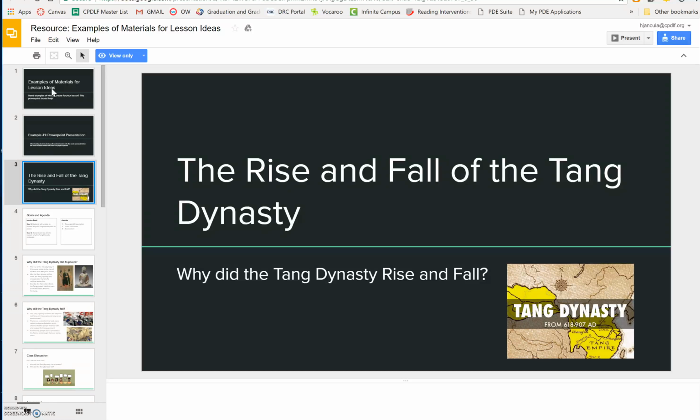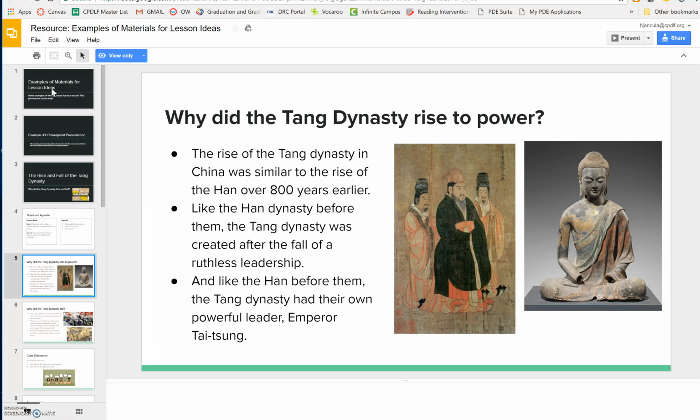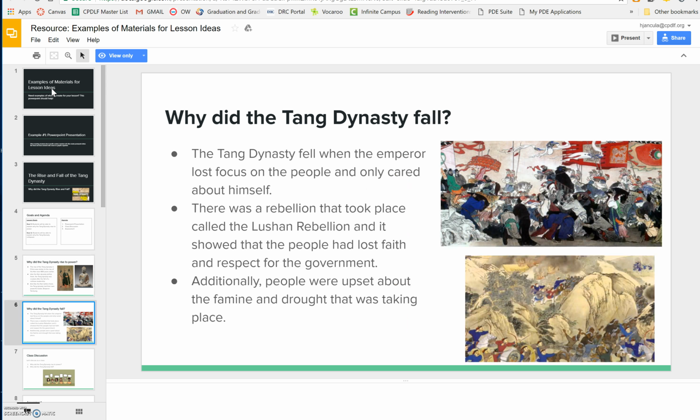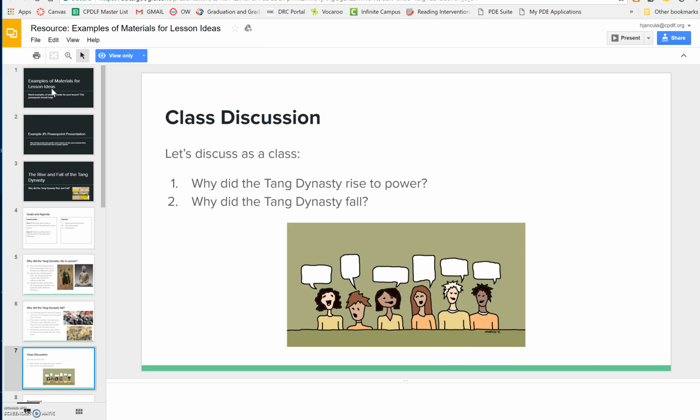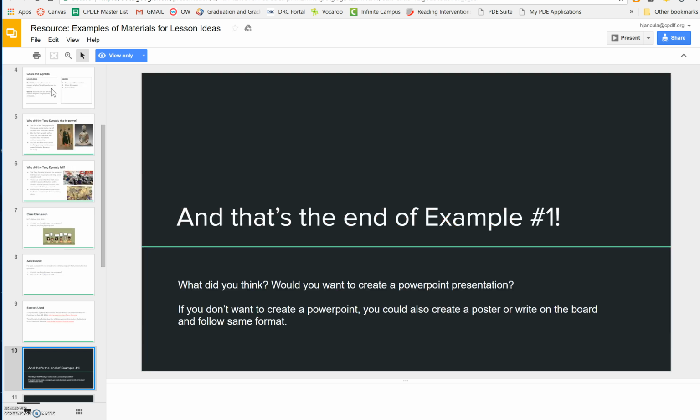Why did the Tang Dynasty rise and fall? So students will be able to explain why it rose to power, and they'll be able to explain why it collapsed. And their agenda is to have the presentation, a little bit of a class discussion, and an assessment at the end. So they go through and they talk about the Tang Dynasty, a little bit of a class discussion, and then they have their assessments. They're going to write a short paragraph that answers the 2 questions. And then they put their sources.